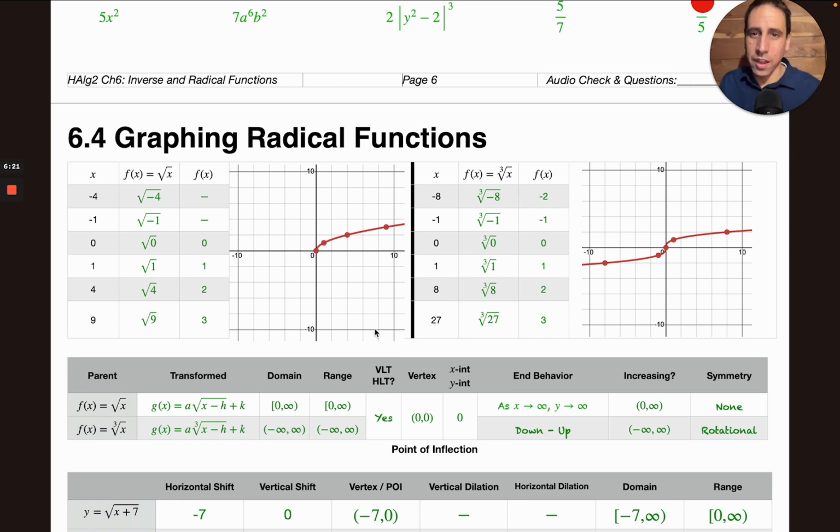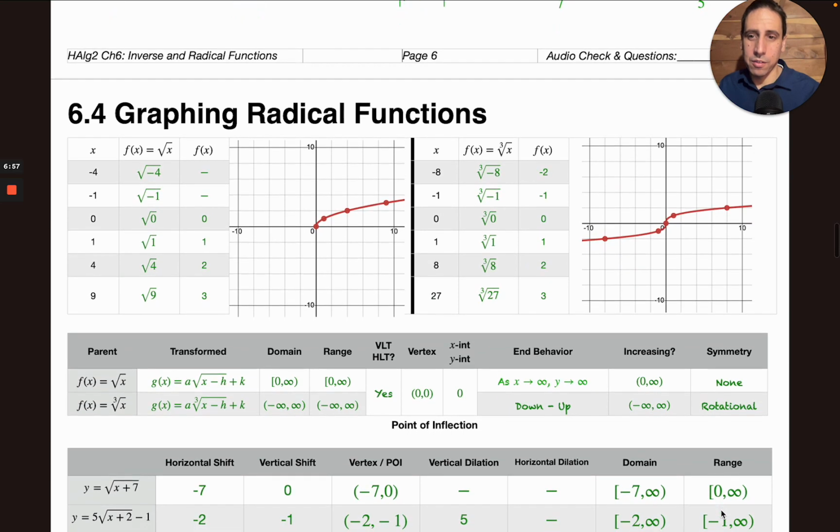So that means the new vertex, the old vertex would be at 0, 0. But the new vertex would be shifted over 7. It would be at -7, 0. This is the location on the graph. There's no vertical dilation, no horizontal dilation. And so the new domain would be -7, infinity. The lowest x value you could have here is 0, but because of this shift, you have a new lowest x value, which would be -7. The vertex shifts over -7, and so you could say the domain here is -7, infinity. The range is unaffected because it's just a horizontal shift.